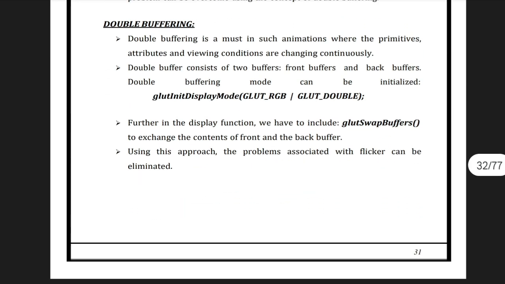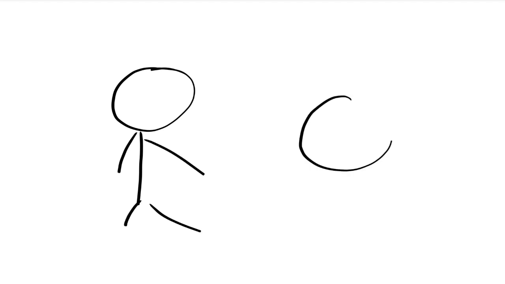What is double buffering? Double buffering means you are using 2 buffers for displaying the lists. Whatever you have to display in the output, you will be using 2 buffers. Why are we using 2 buffers? Because it makes it faster, right? And we will be using glutSwapBuffers. If I give you an example of what is actually happening: you have to display a boy and you have to display an apple.